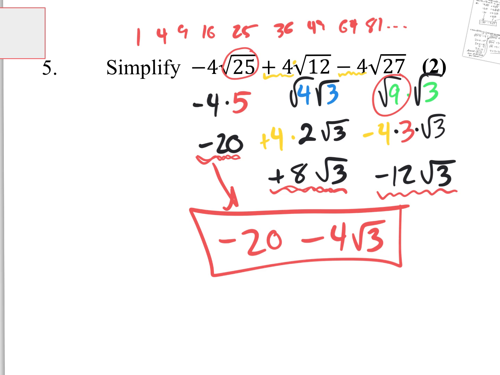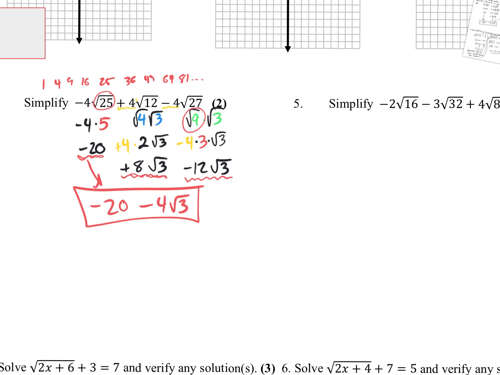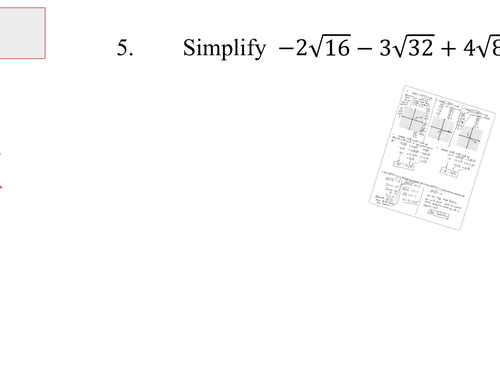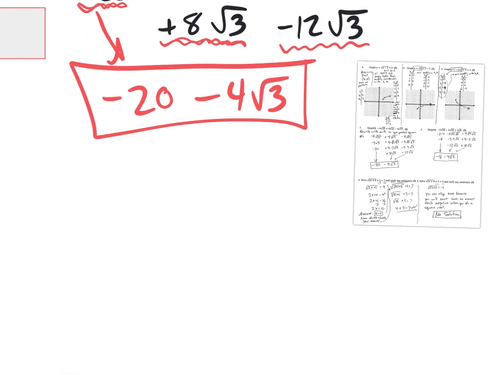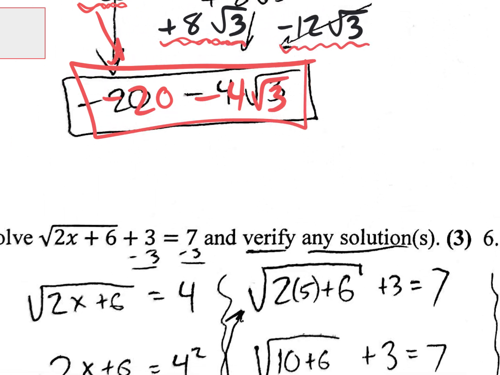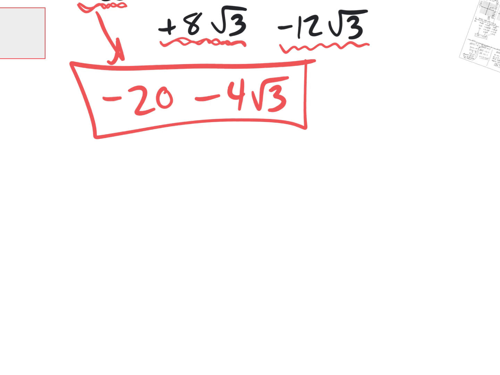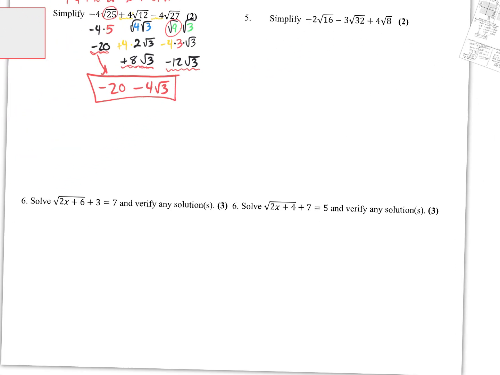So if you understood that, you should be able to safely do this one and then check your work. Like, let's say I want to check this answer on Google Classroom. You'll be able to see that answer right there. 20 minus 4 square root of 3, okay? So try that one, check your answer on Google Classroom.